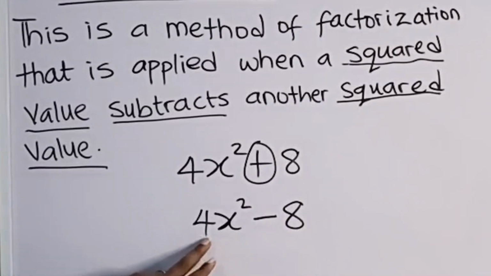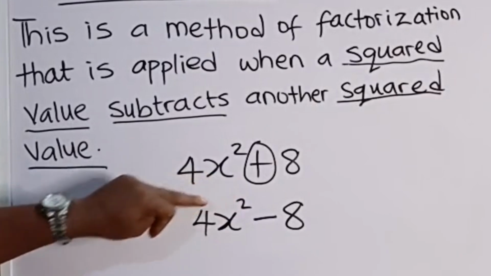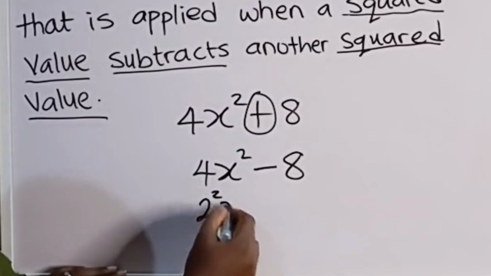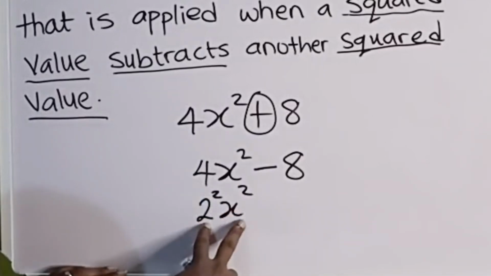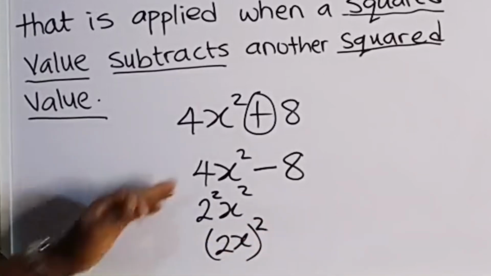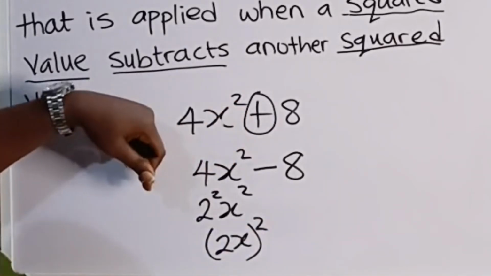Over here we have 4x squared. So this is a squared value, but is 4 a squared value? Yes, 4 is a squared value because 4 can be written as 2 squared. So we have 2 squared x squared, which can be written as 2x all squared. So we found out that this side is a squared value.